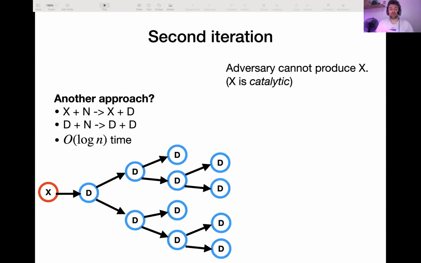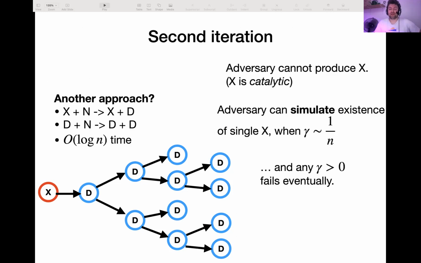A better approach would be to make X into a catalytic state, so X is never produced. Whenever X meets a neutral state, X will remain X, and the neutral state becomes some form of detection state. D means I have met the source of the rumor, and then D propagates. Well, we just pushed our problem one step further, because this is still an issue.